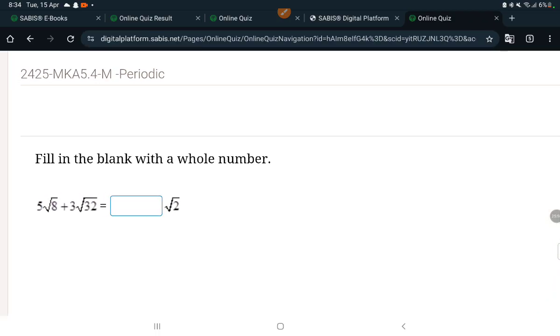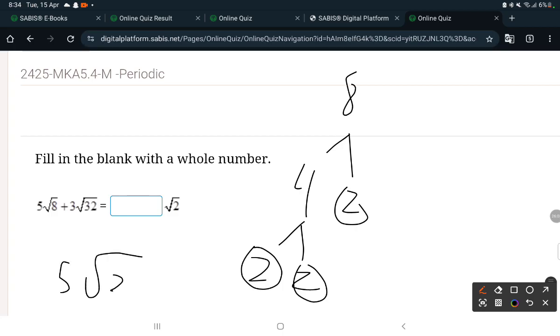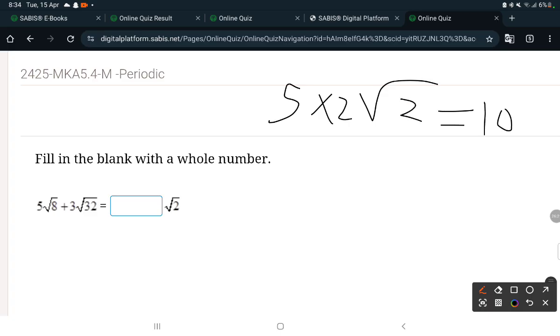Okay. They always keep giving you guys questions about 8 and 32. So 8 is again 4 and 2, 2 and 2. So we have 2 squared multiplied by 2. Take out the 2 squared, it's going to be 5 multiplied by 2. And then we keep in the radical 2. So 5 multiplied by 2, we keep in the radical 2. That's going to be 10 radical 2.